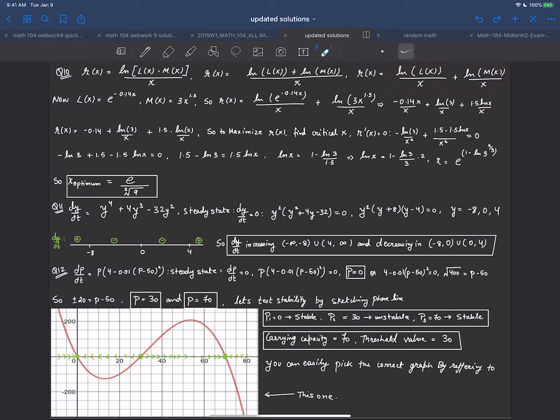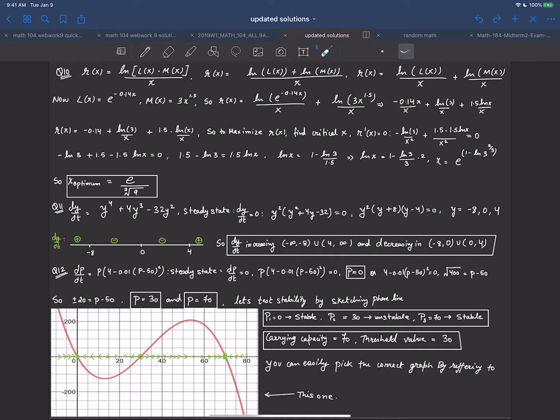Once you have these two separate entities, you're given the L values, you're given the M values. So you punch it into the functions and simplify it a bit further. So ln of e to the power of something is just that something itself because of a property of ln. So that top becomes just negative 0.14x.